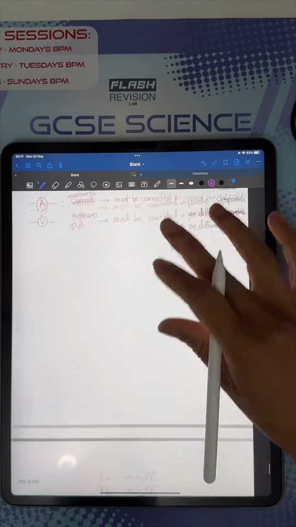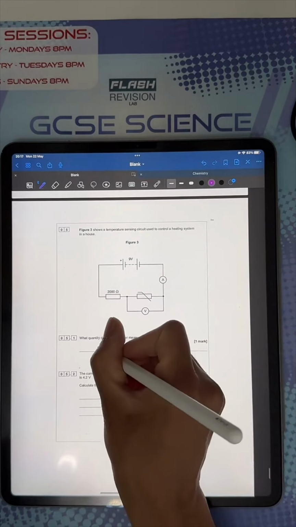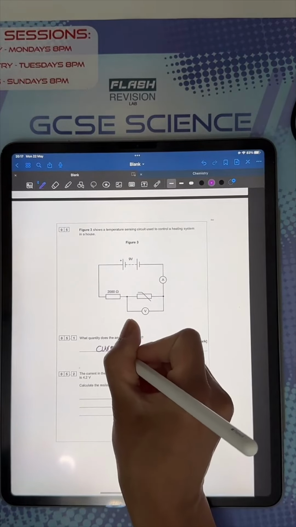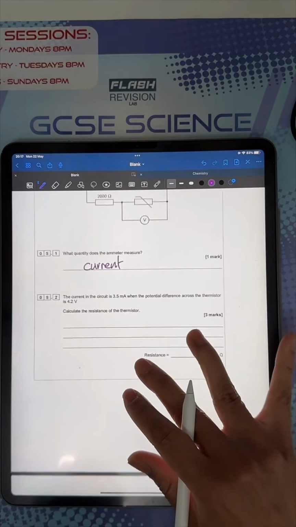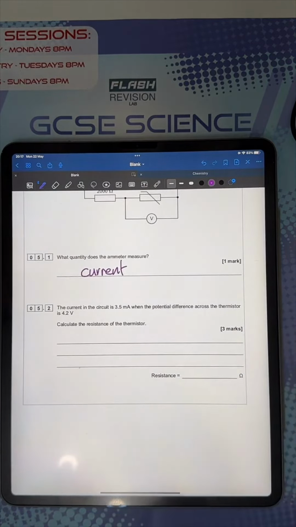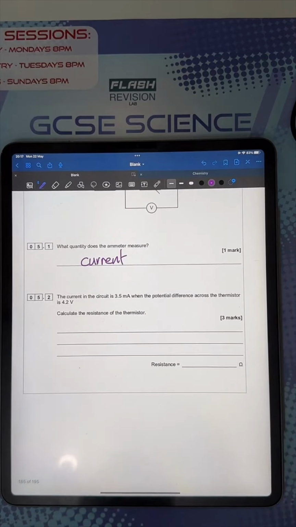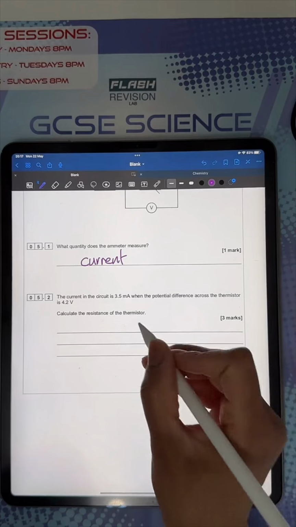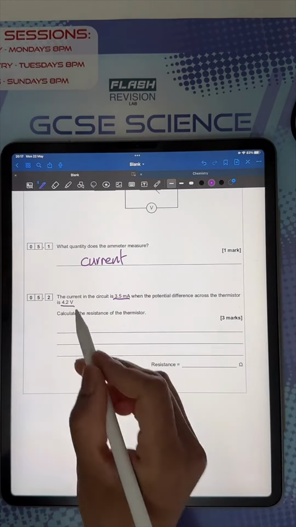Okay, so the question is just asking what quantity an ammeter measures. Current. That's enough to get that mark. Right, here we've got a calculation. Let's zoom into this. Okay, calculation time. Whenever you get a calculation, look at the information they give you. Try and identify what it is. That's one piece of information.